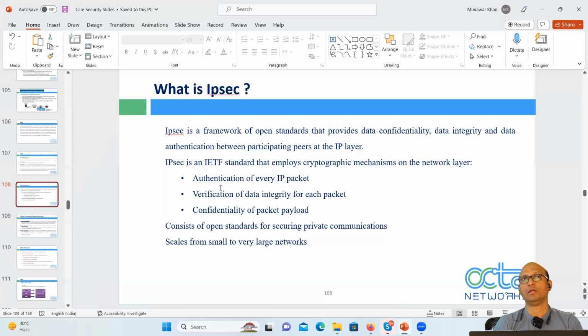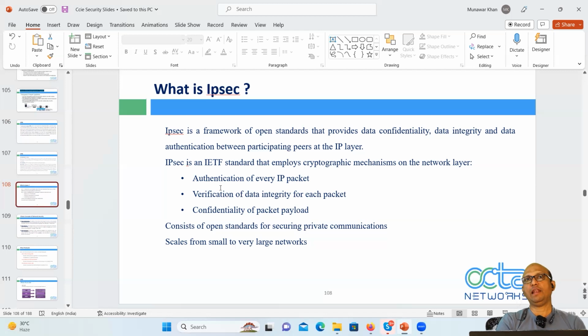IPsec is very process oriented, memory oriented, configuration oriented. You need expertise to configure VPN. You need an understanding of VPN to configure VPN. There are a lot of command lines, or if you're doing it with the GUI, you have to understand things and then do them. No doubt wizards are there.